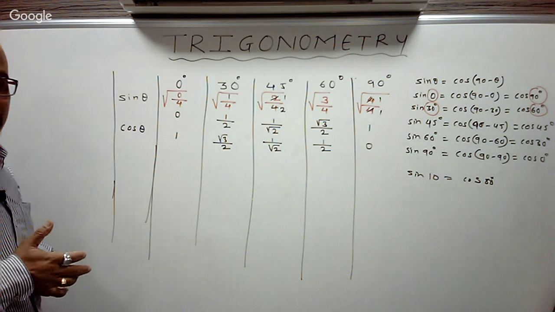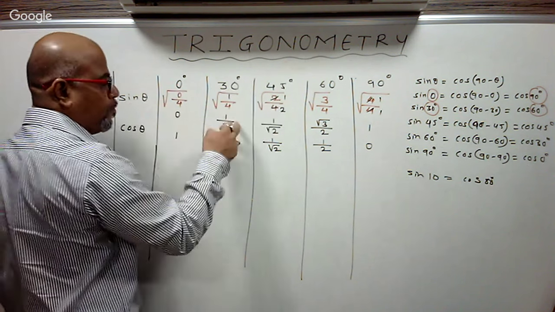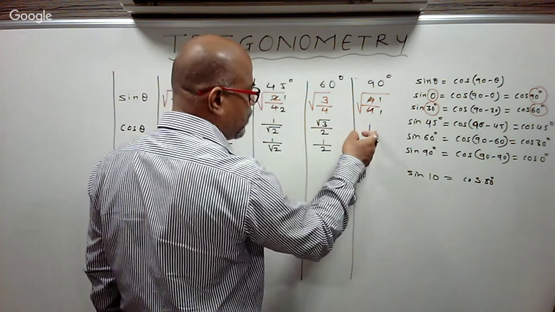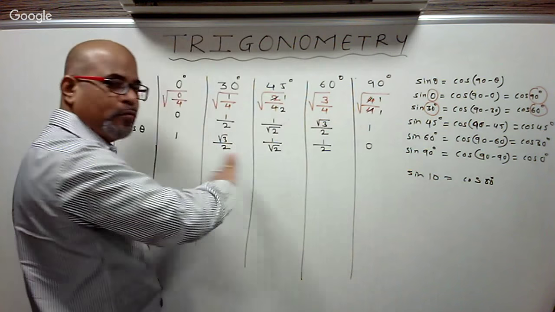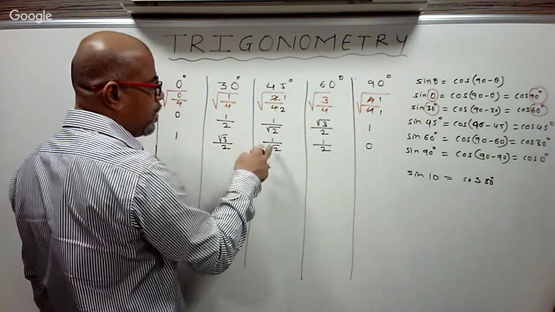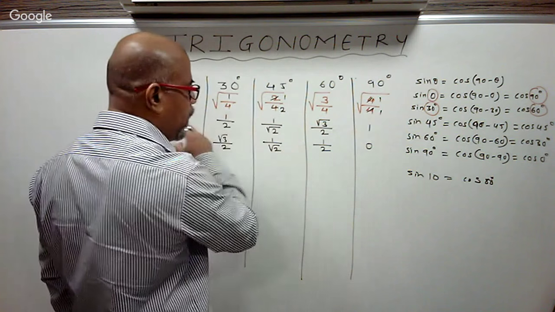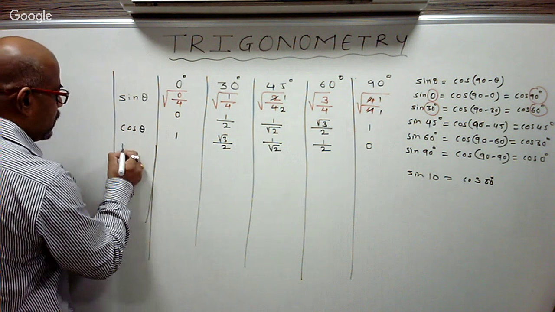That means what we observe here, values for sin 0 to 90: 0, 1 by 2, 1 by root 2, root 3 by 2 and 1. For cos, we write this in the opposite order. That means 1 comes here, then root 3 by 2 here, then 1 by root 2 as it is, then 1 by 2 and 0. Then we go for tan theta.